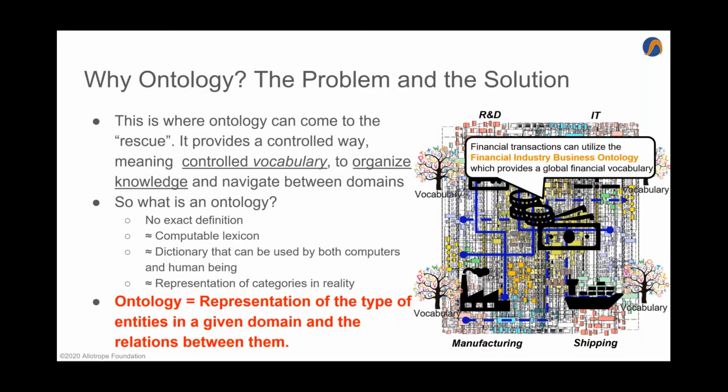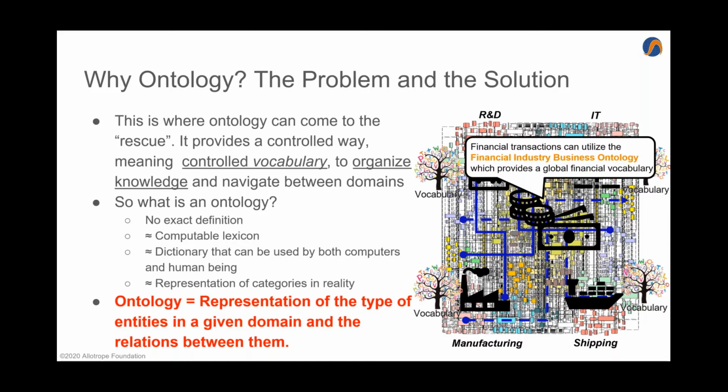So this is where ontology can come to the rescue. If we want to run some business transaction between the different type of organization or in between the organization, we can, for example, utilize the FIBO, the Financial Industry Business Ontology, which provides a global financial vocabulary to the transaction. So the ontology provides a controlled way, by giving a controlled vocabulary, to organize knowledge.